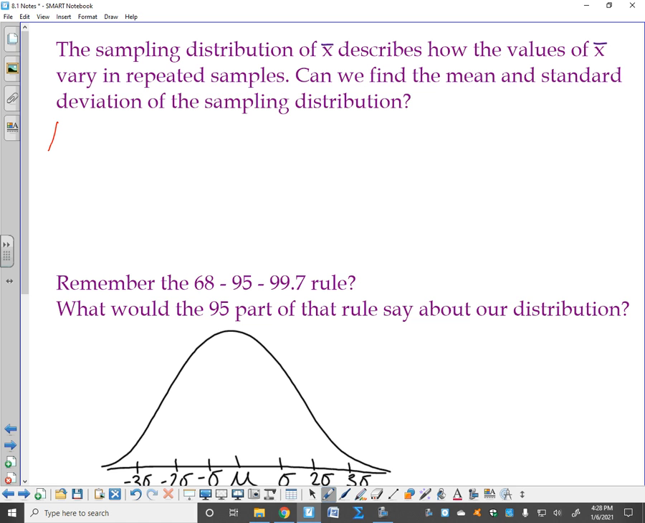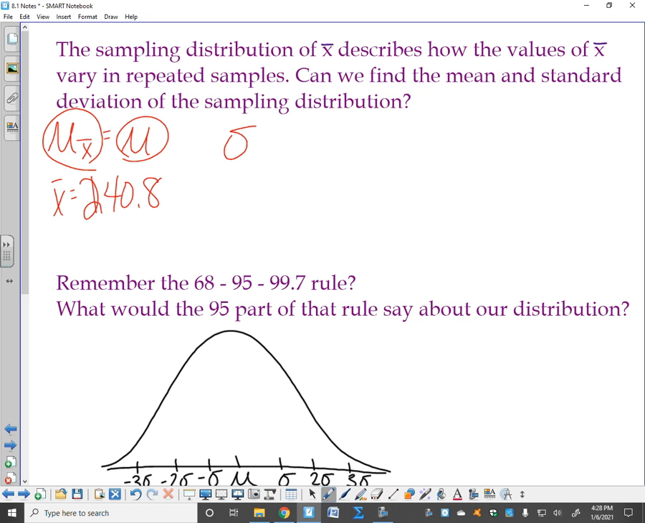Well, the mean of X bar is mu. Well, I don't know what mu is. I know one X bar. I know what one sample's X bar is. That's it. I know him. What was he? 240.8. But I don't know mu. So I can't find the mean of the sampling distribution.